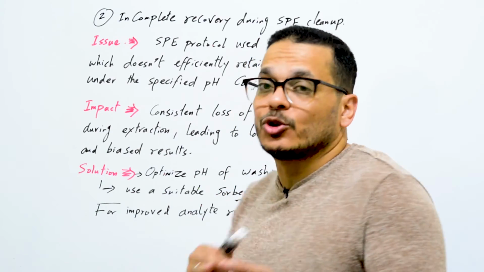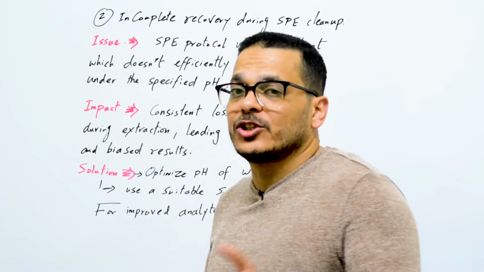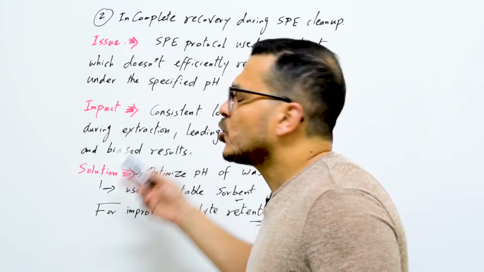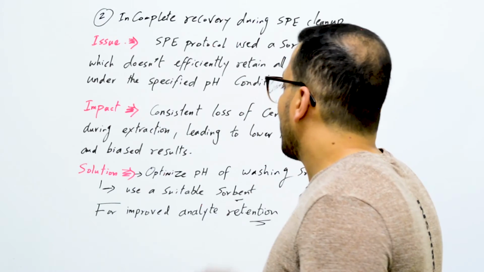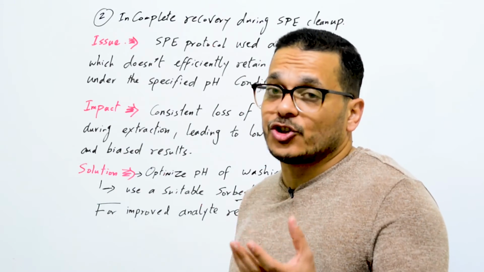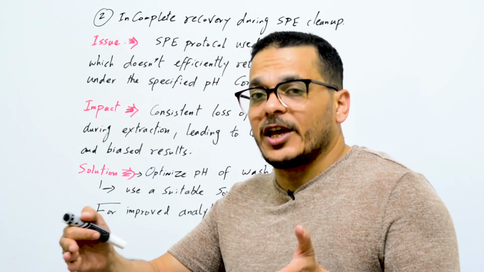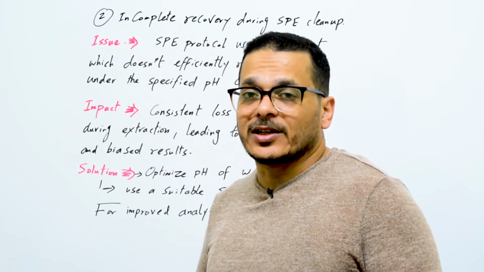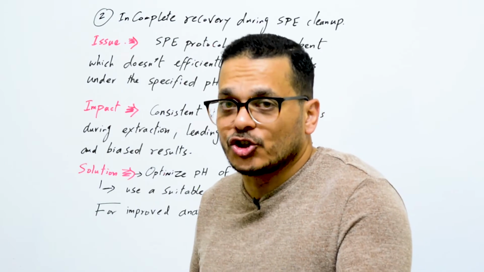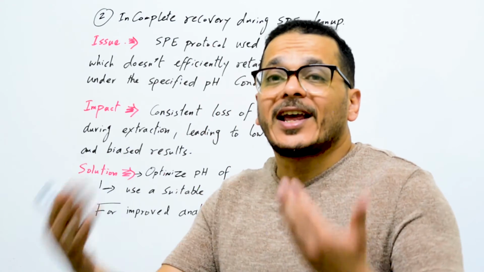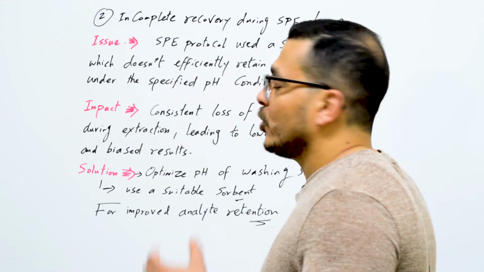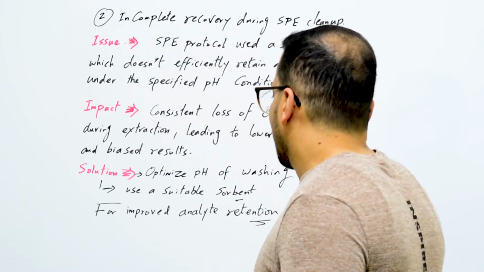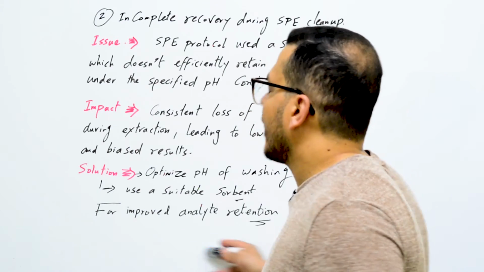So this is systematic because that will affect all samples you will analyze, and you will know that from the quality control samples. The solution for that, you should optimize the pH of washing solvents. pH should be changed. You should try different pH, or you can read from publications which pH is suitable for your target analytes, and you can optimize the pH of washing solvents and extraction, and then you can retain all sulfonamide compounds, or you can use a suitable solvent for that, for improved analyte retention.